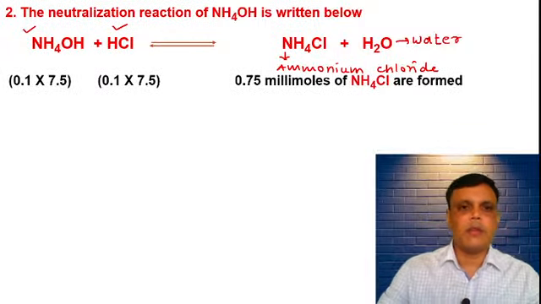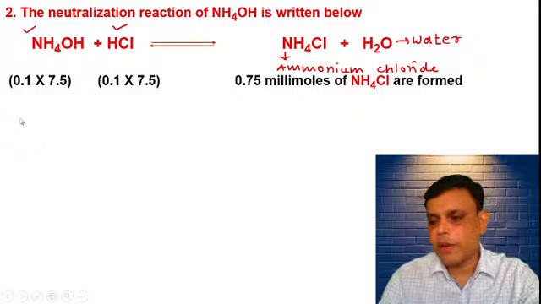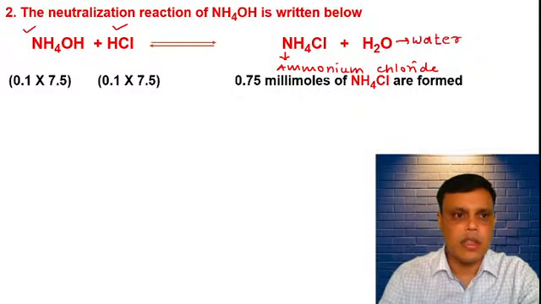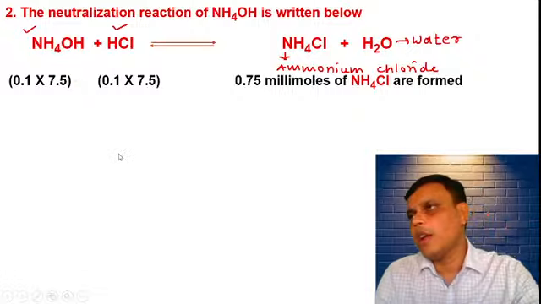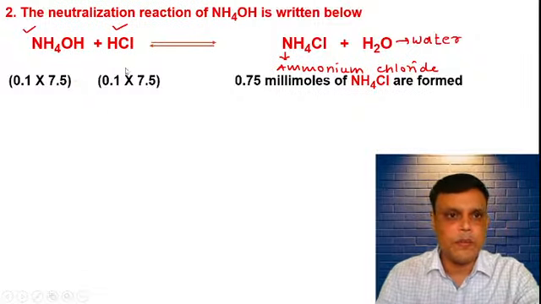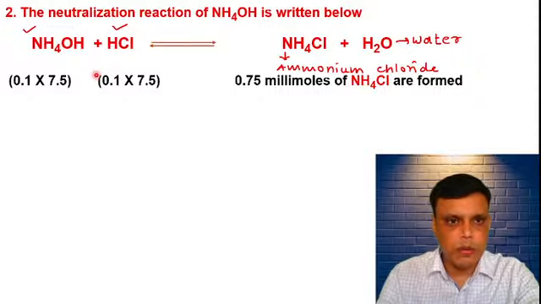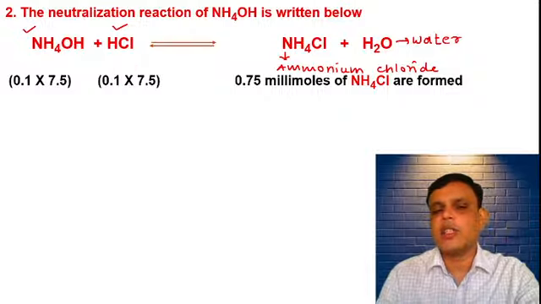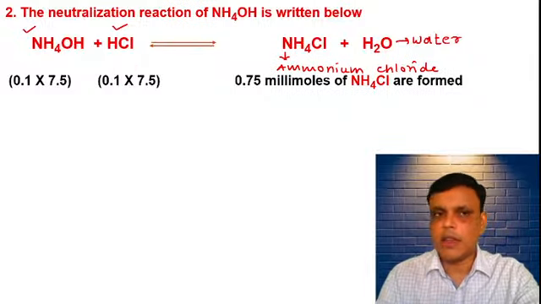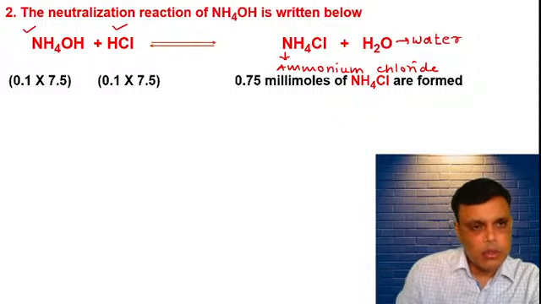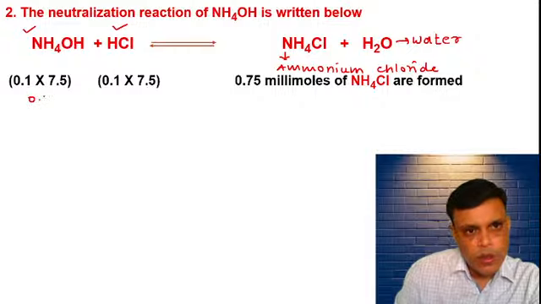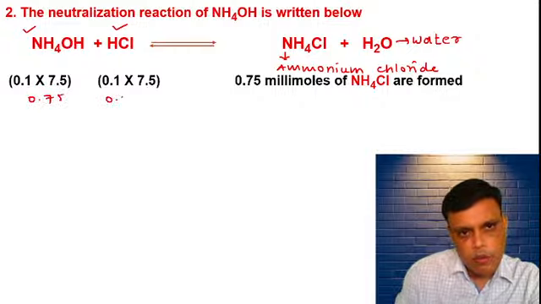Then we will calculate the millimoles. How will you calculate the millimoles? Volume into concentration. What concentration did we take of ammonium hydroxide? We have taken 0.1 normal. How much ammonium hydroxide reacted? That is 7.5 ml reacted. The concentration of HCl is 0.1 normal, and how much have we added from the burette? We have added 7.5 ml of HCl from the burette. So this will be its millimoles. How much will it be? 0.1 into 7.5, so it will become 0.75. Here also it will become 0.75.